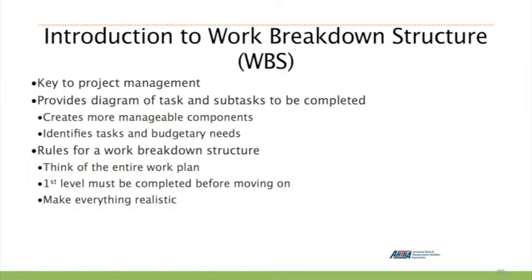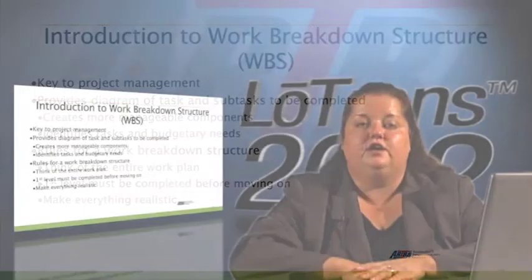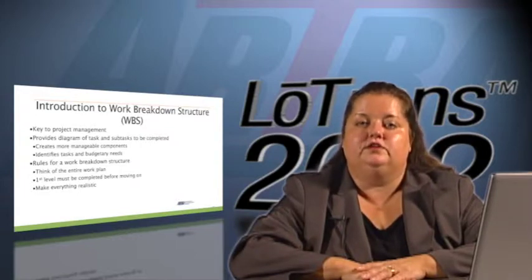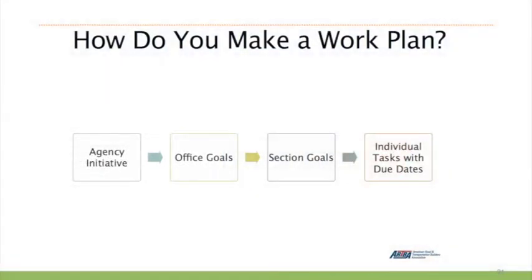When developing a WBS, it is best to review the entire work plan for an office or agency first, complete the first level of responsibilities, and then work on each lower level from there. Make sure to set realistic tasks and keep your wording objective so the tasks can be measured. You start with your agency initiatives as the high-level tasks, break them down into office goals, then if you are in a section within an office, break the office goals into section goals, and then work the section goals into subtasks which you can assign to individual staff members with specific due dates.